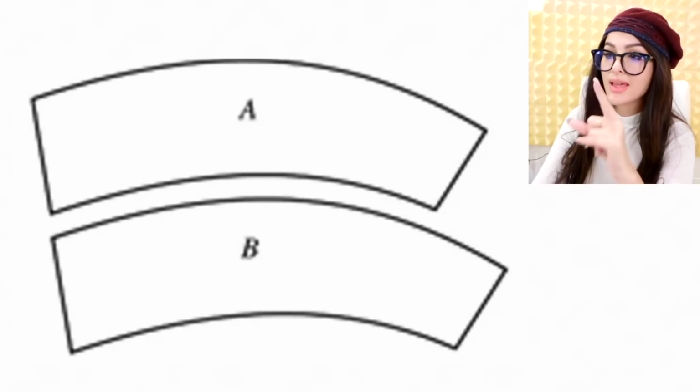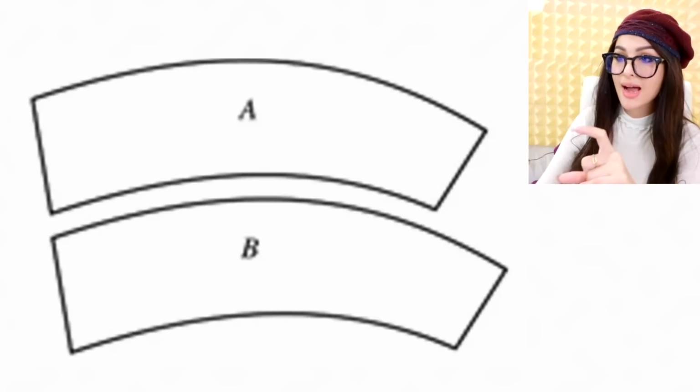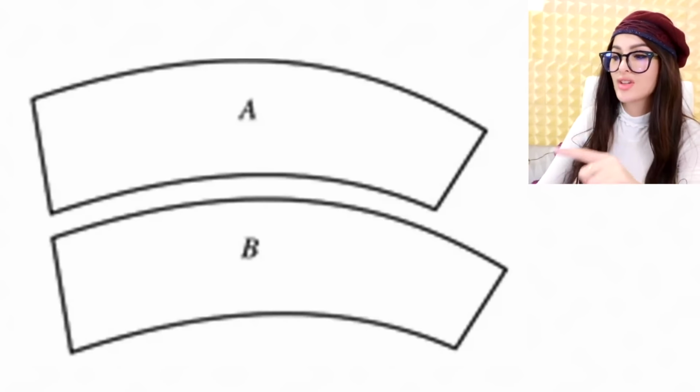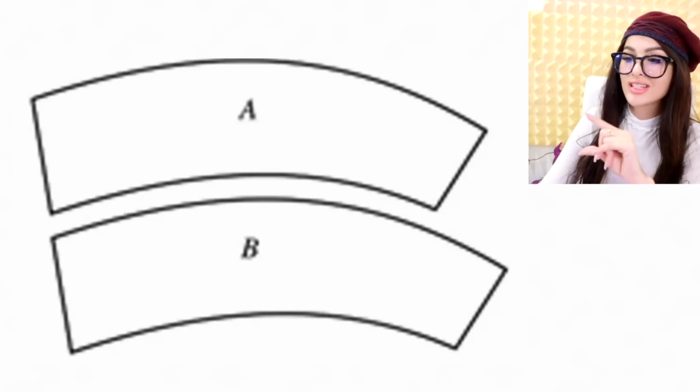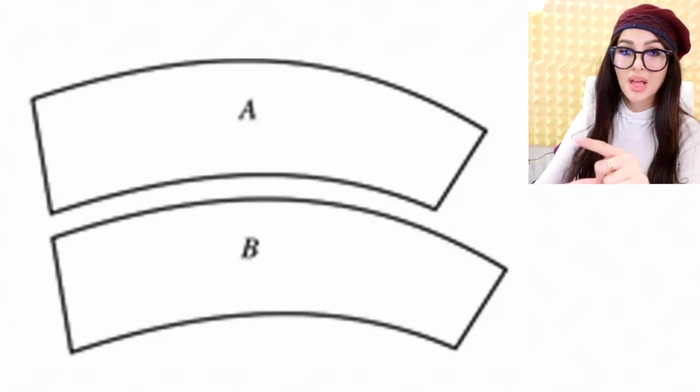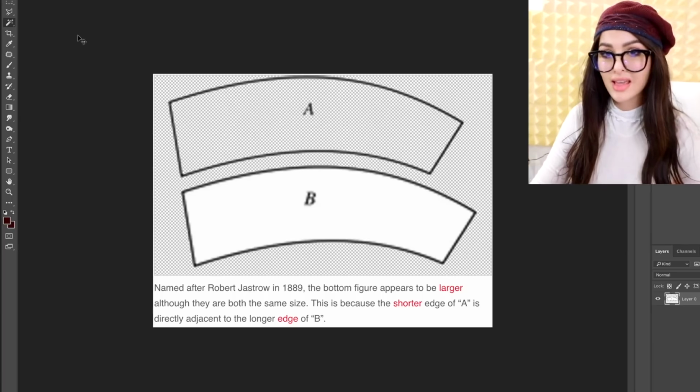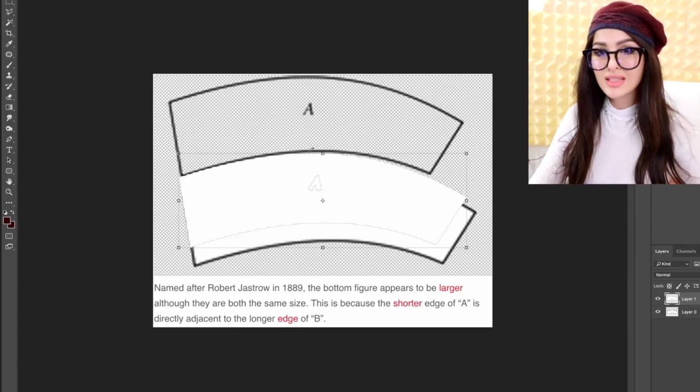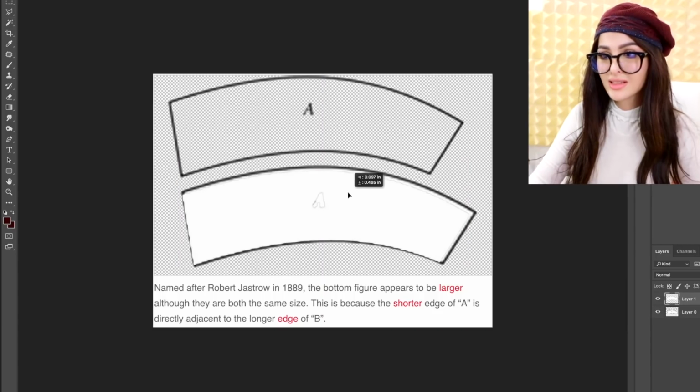You're telling me A and B are the same exact size, but because the shorter edge of A is directly adjacent to the longer edge of B, it looks like B is longer, okay? You know what? For all of these, I'm convinced that they're not lying. We're gonna cut A, paste it, and put it on top of B. As you could see, it's the same. It's the same size. No, this is some witchcraft.